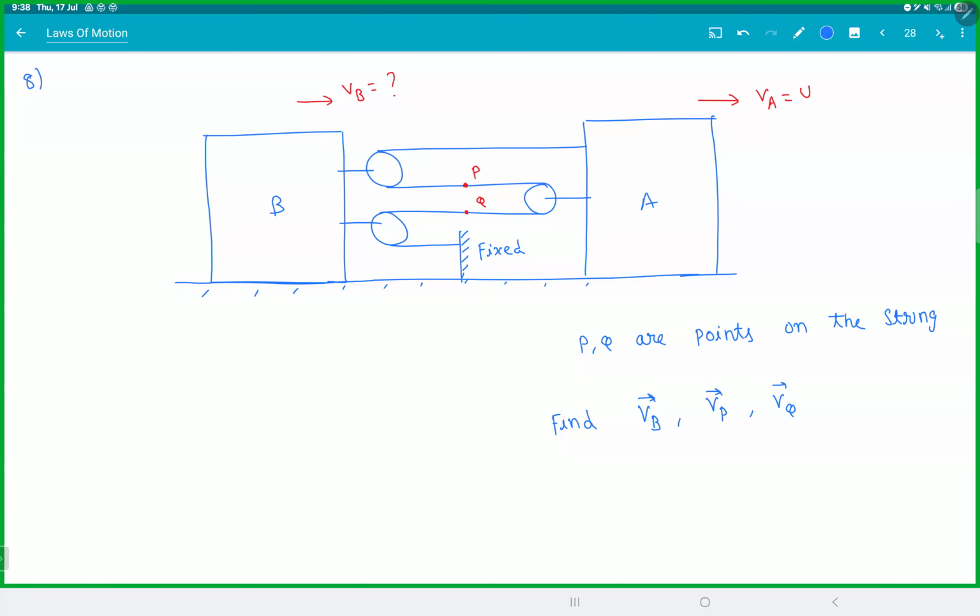So we have two blocks A and B connected by pulleys as shown. When you're pulling A, B also starts moving with it. If A is going with you, find the velocity of B, and with a marker, you mark the 2 points on the string, P and Q. With what velocity are those P and Q also moving?